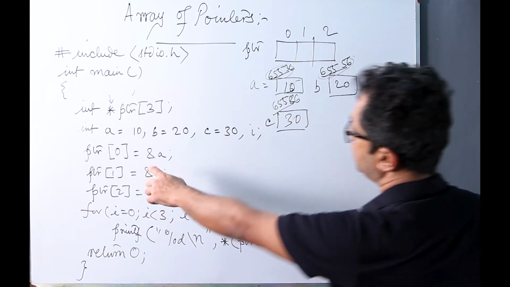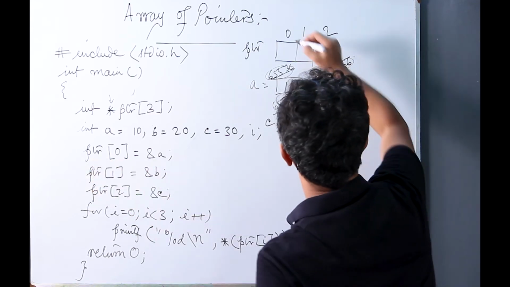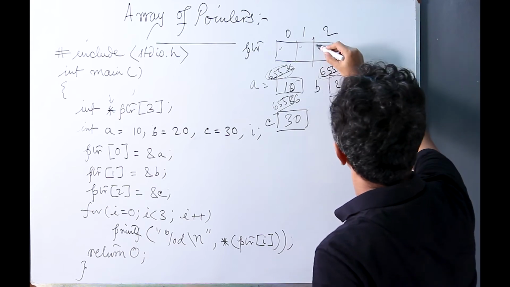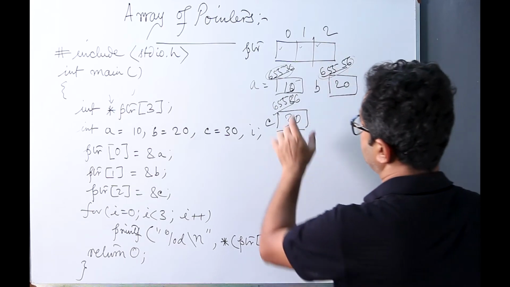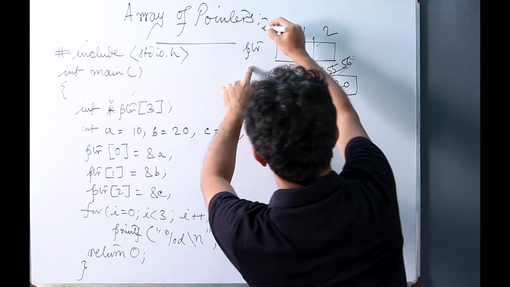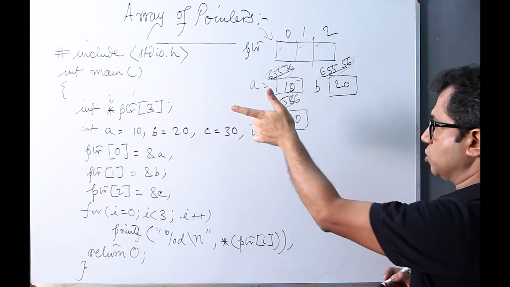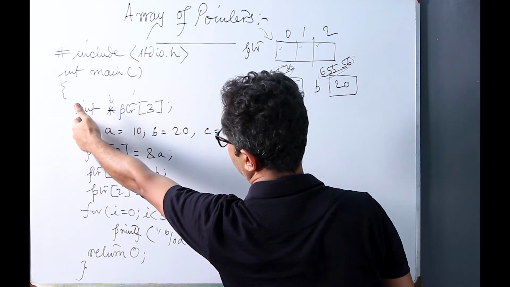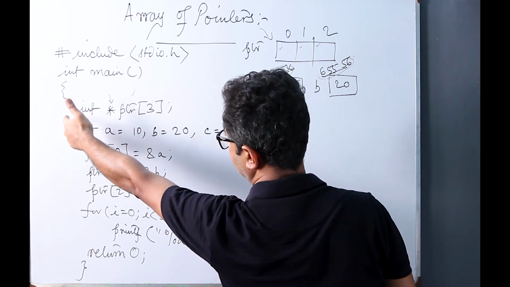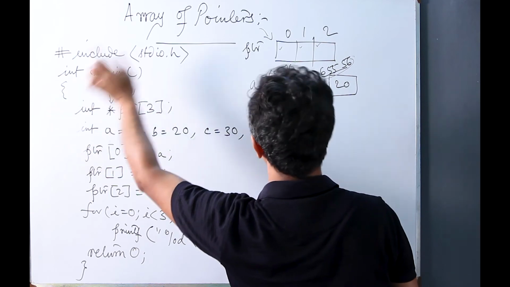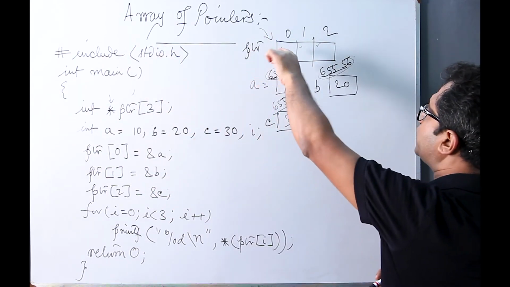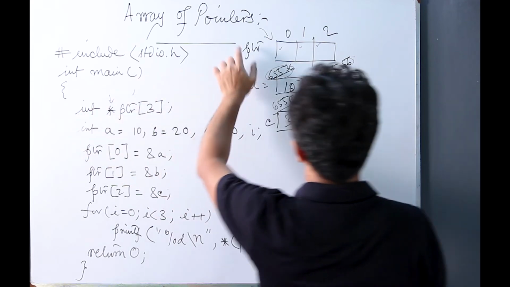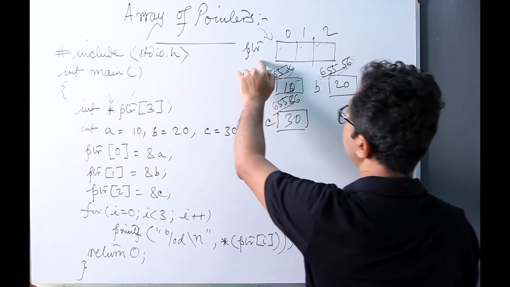Now what I have done, that is PTR0. So PTR0 is nothing but this position. PTR1 means this position, PTR2 means this position. So this PTR is the array of pointers. So this is the array of pointers to integer, because I have taken this int. If I would have taken character in place of integer, then it would have been an array of pointers to characters or any other data types. So this is nothing but an array of pointers to integers.